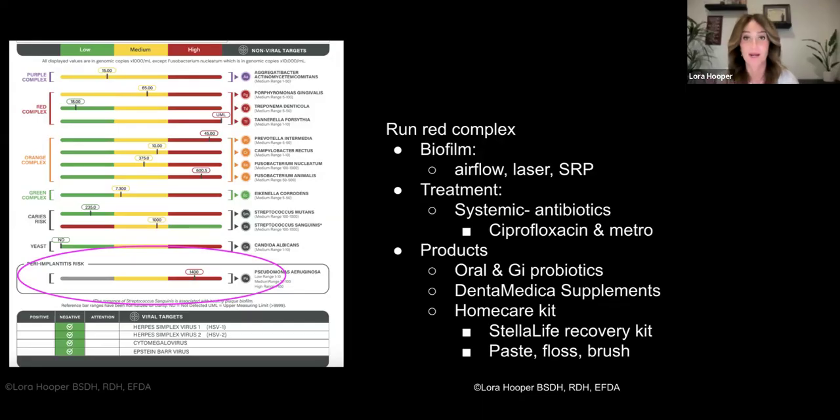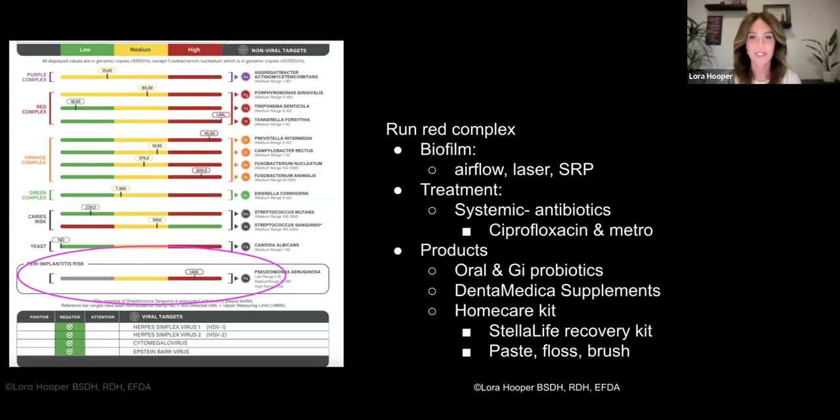Here, I'm really going to step it up because I know this patient needs support. Get them on our nutritional supplement, the Dental Medica. We've got to support that bone. We got to support the tissue healing. And again, that's going to be in combination with our recovery kit.